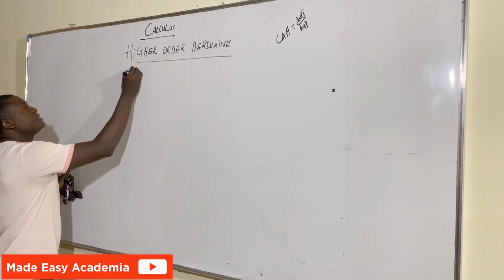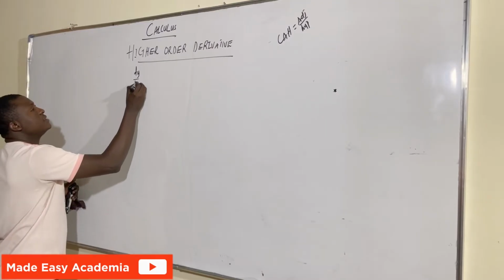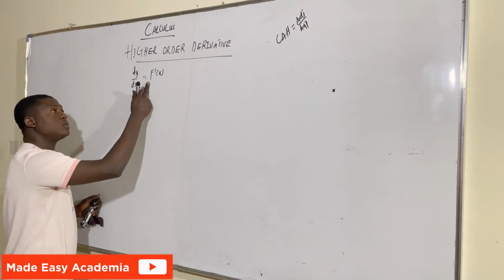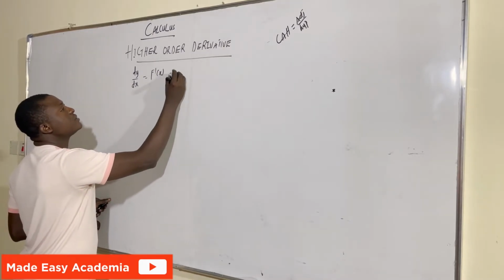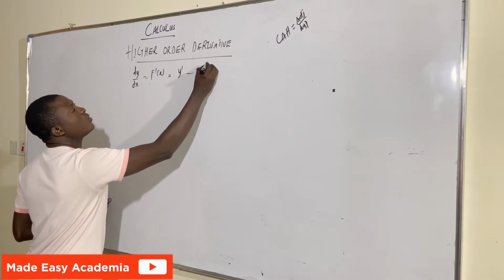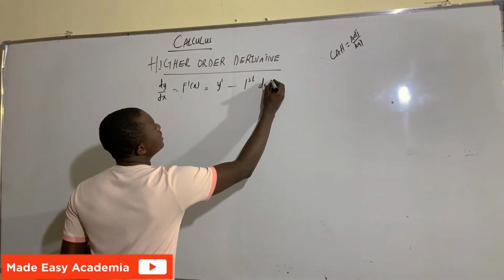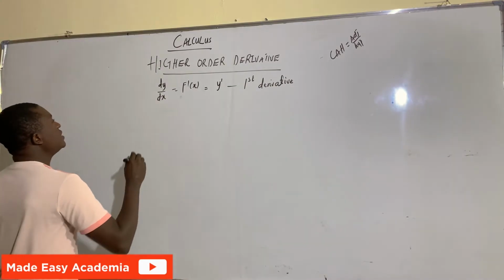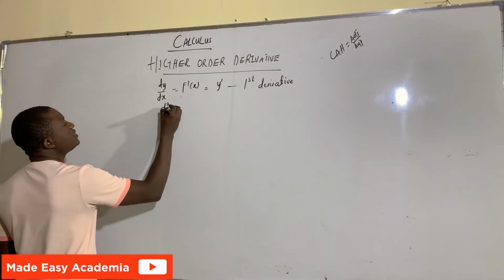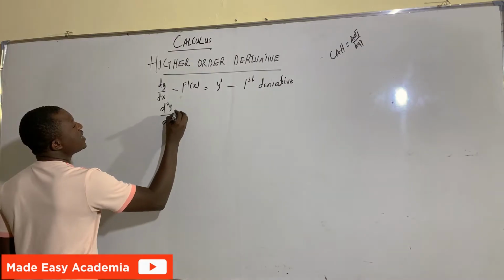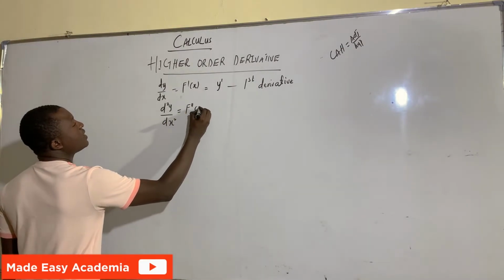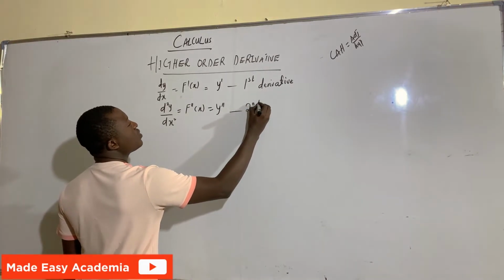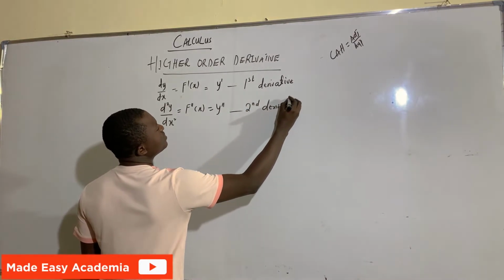If I have dy/dx, this is what we call f prime of x. I've already explained this one under the first principle, and this is nothing but y prime. So this one we call a first derivative. That means I'm only differentiating how many times? One time. Now, if I have d²y/dx², this is nothing but f double prime of x. This is y double prime. That means I'm under the second derivative. You see how it's going?